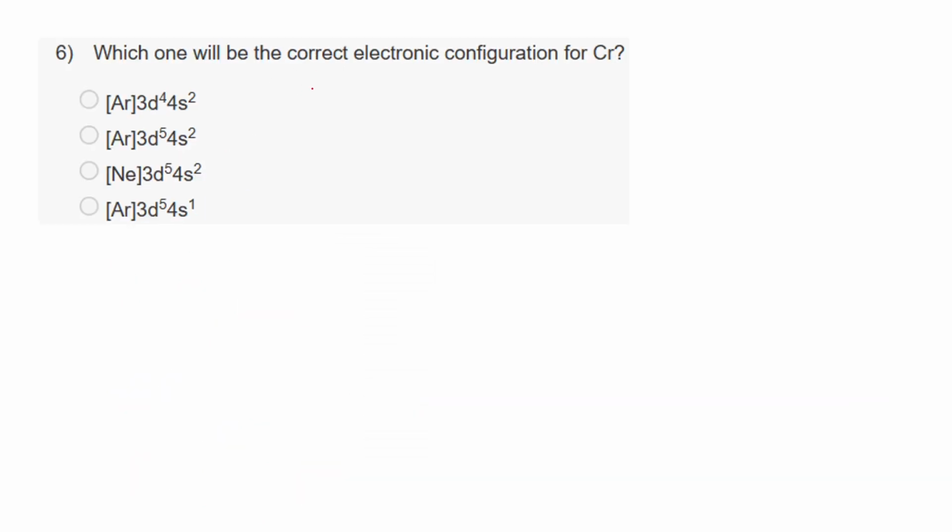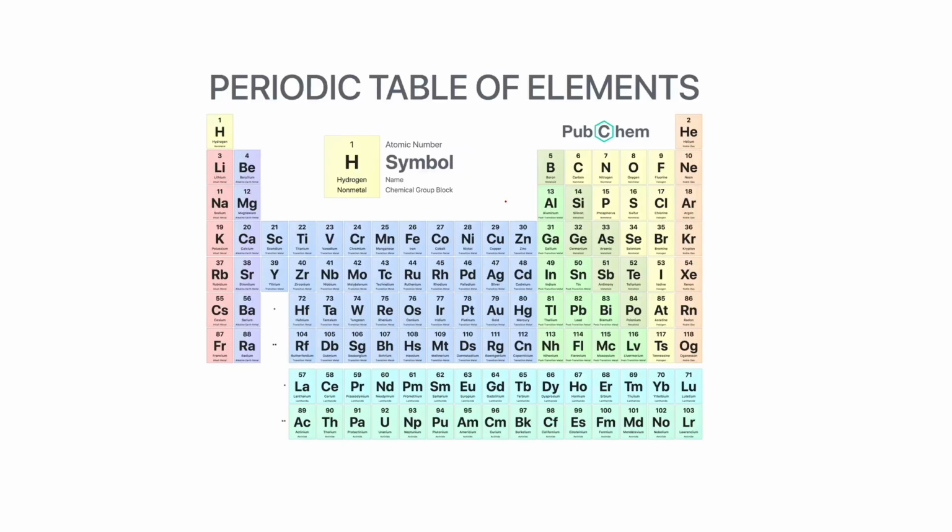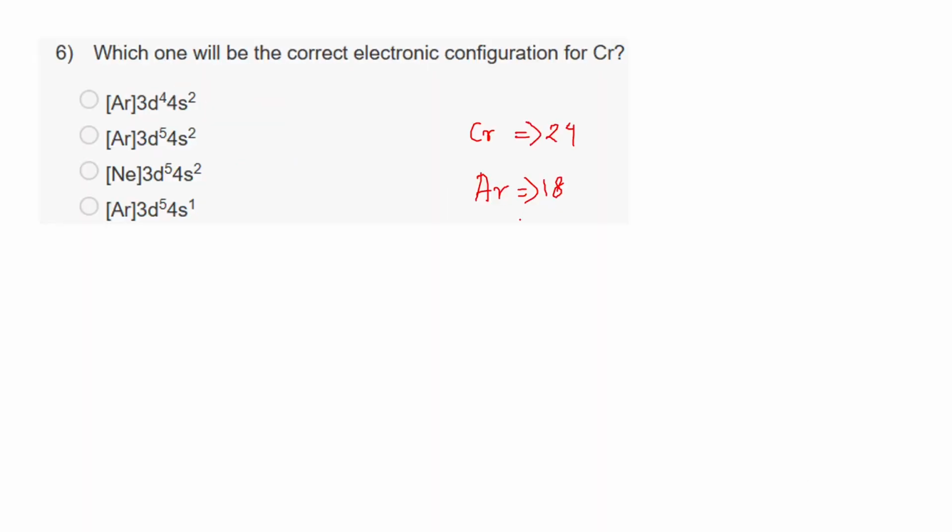So this one, those who have attended my last session, we have actually solved this question. Anyways, we'll solve it once again for those who did not attend. So which will be the correct electronic configuration for chromium? Here I'll give you two clues. The atomic number of chromium is 24. Then the atomic number of argon is 18. Then I think neon is 10. So can you please put which option is right in the chat box?